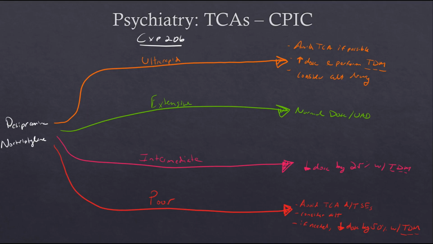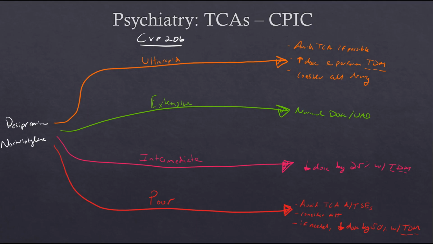So with these two tricyclics, desipramine and nortriptyline, based on CYP2D6 metabolism, because that's the best data we have, and that's the principal metabolizing CYP within these drugs, for ultra rapids, you're going to avoid the TCA, but if you really need to use it, you're going to perform therapeutic drug monitoring along with it. For extensive metabolizers, you're going to use a normal dose, use as directed. For intermediate metabolizers, you're going to go ahead and decrease that dose by about 25%, but continue to monitor blood levels. And finally, for poor metabolizers, you again want to avoid the tricyclic if possible. Consider some sort of alternative. But if you really need to use it, you want to shoot for a dose that's about half what you would usually use, but you would again be doing that therapeutic drug monitoring, looking at the blood levels of the drug.